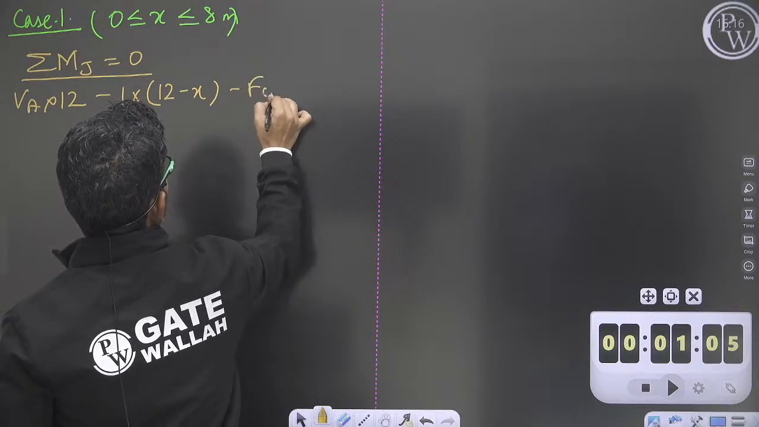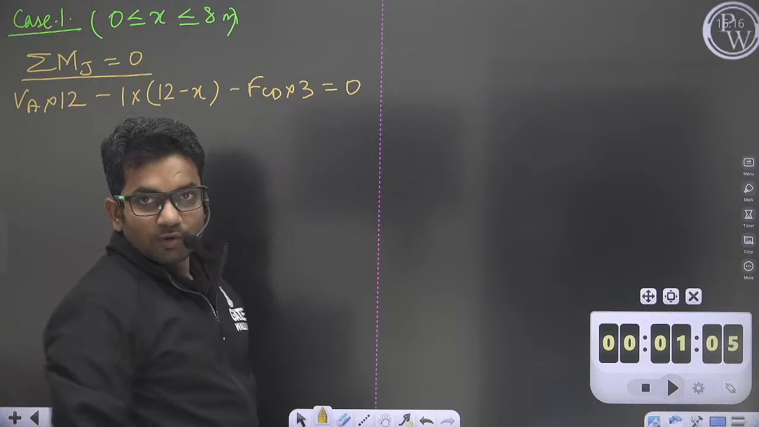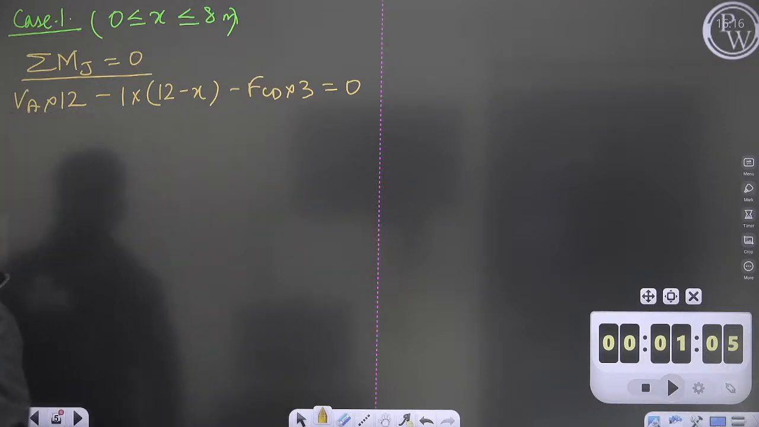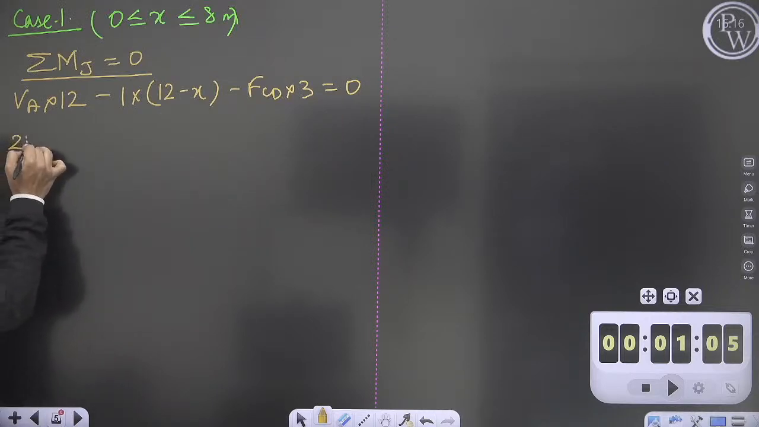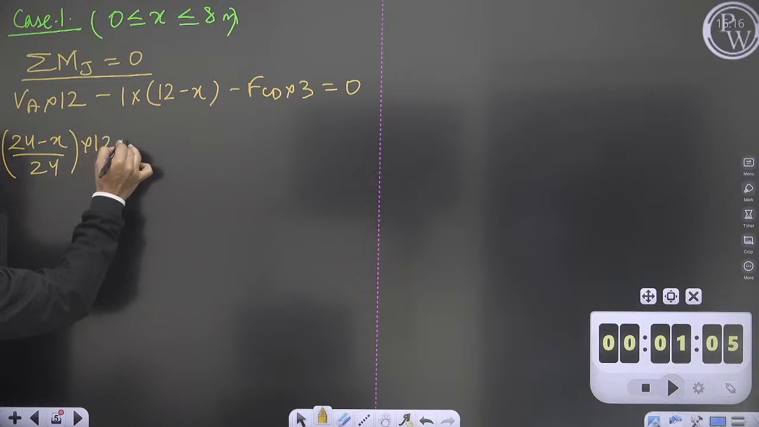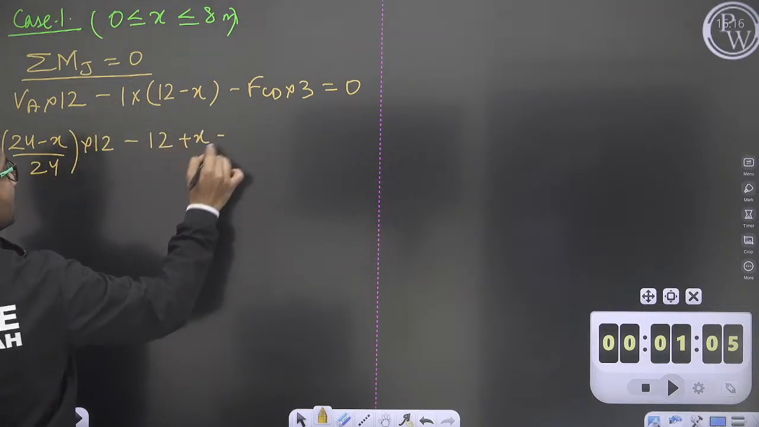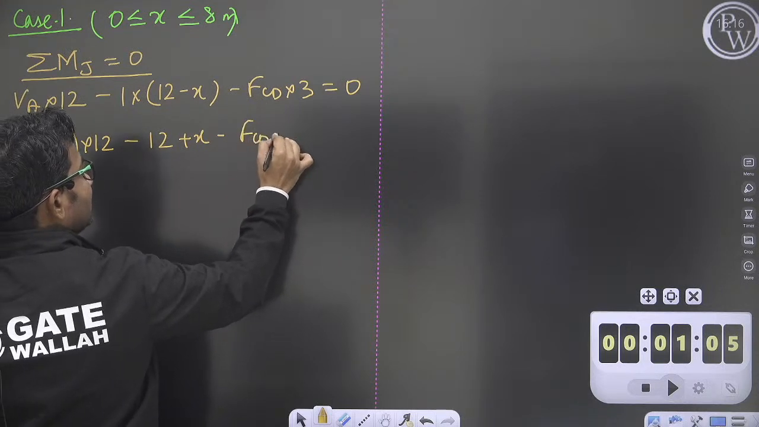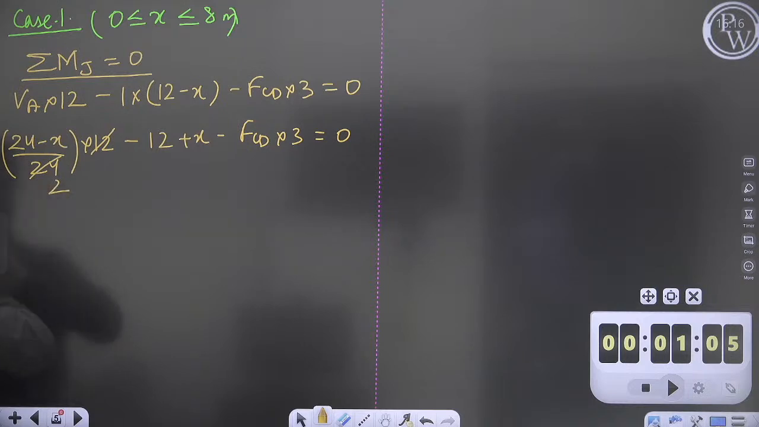Minus FCD into 3 will be equal to 0. So what is the value of VA? VA we have already calculated, (24 minus x) by 24. So we'll put (24 minus x) by 24 into 12 minus 12 plus x minus FCD into 3 equal to 0. So 12 and 24 will be cancelled out.